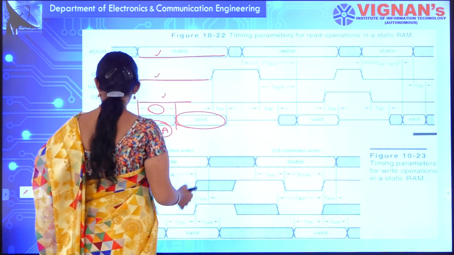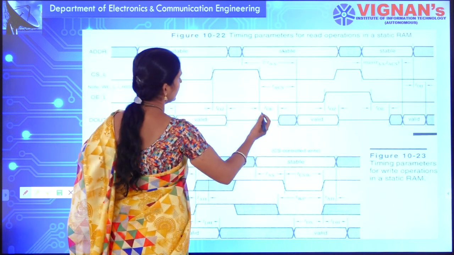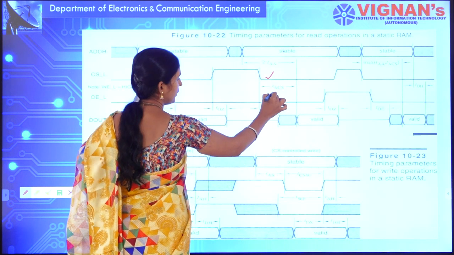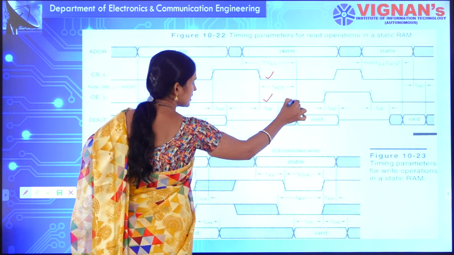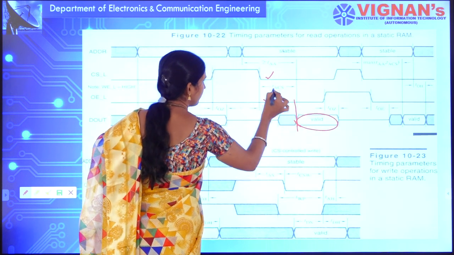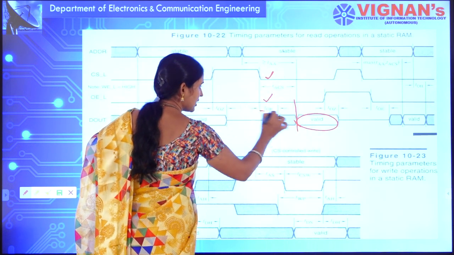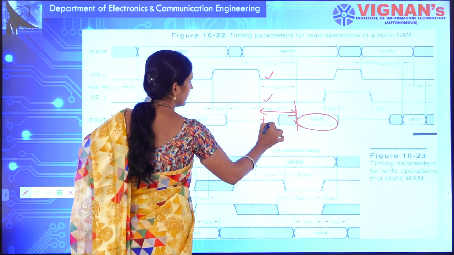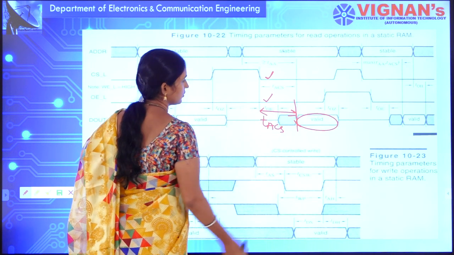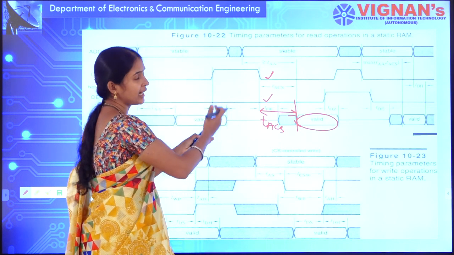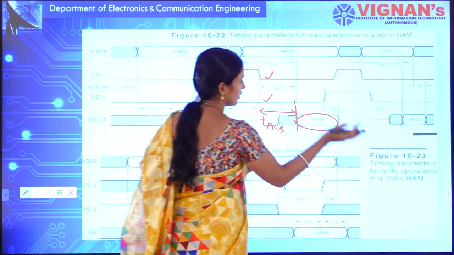At the same time, you can also see here that even though the chip is selected and output is enabled, you get valid data only after some time. After the chip is selected, you get your valid data after some time. This is called your TACS. This is all your read operation, that means whatever data is there, you are accessing it.